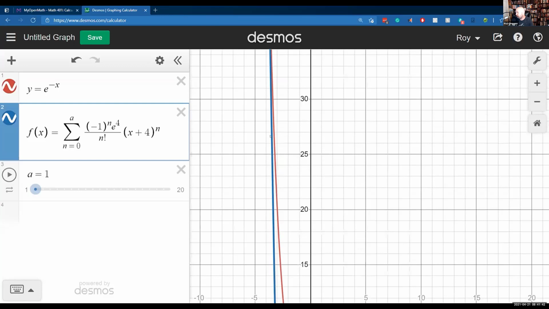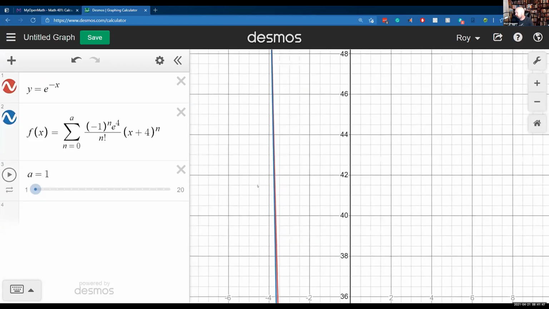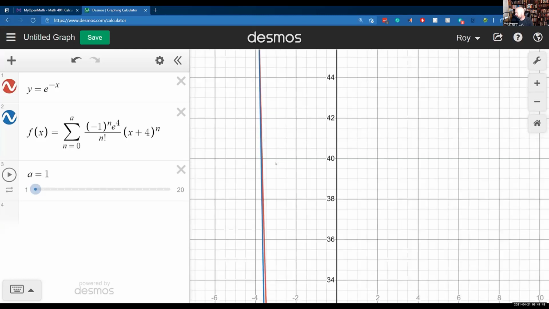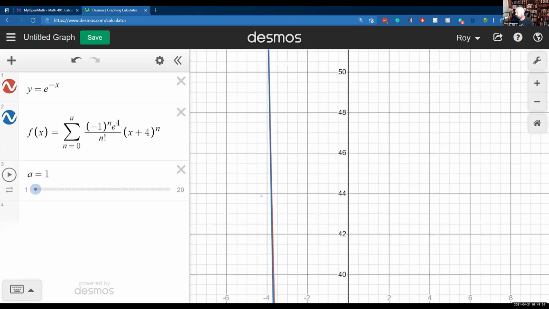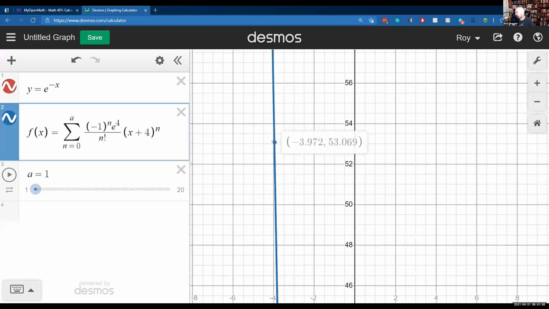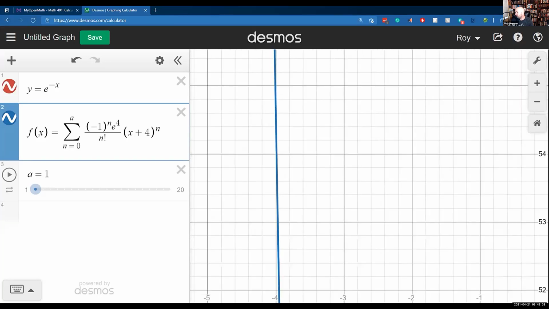And notice if I go to x equals negative 4, it's all the way up here, honestly. I think it's right about, where's negative 4? Still up a bit, right there. So at negative 4, right about here, you see the two functions are pretty much identical. Let me turn off my power series. There's the actual function. Turn on my power series. We're looking at x equals negative 4 right there, okay?